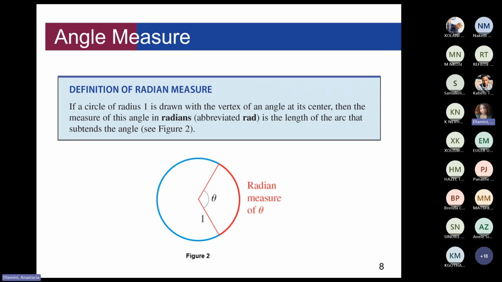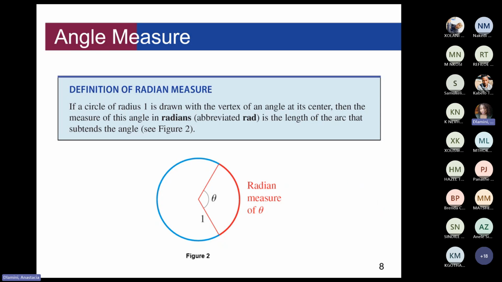Now, if I draw a piece like this piece here, what is this piece here? An arc. There we go. Thank you. So now they say if a circle of radius 1 is drawn with a vertex, remember we said a vertex is this part. So this is R1, this is R2.